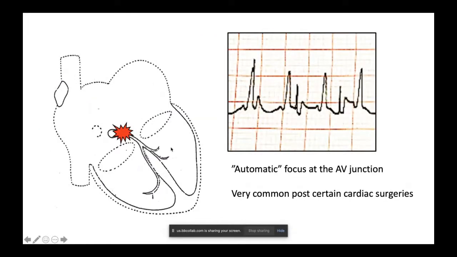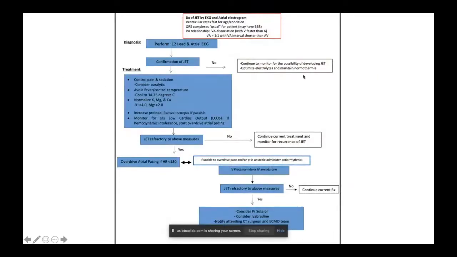Okay, so junctional tachycardia is an automatic focus. It's an automatic tachycardia that's at the AV junction. It is very, very common post certain cardiac surgeries, especially surgeries like AV canal repair, VSD repair, and tetralogy of Fallot repair. There is a whole algorithm that we follow in the cardiac ICU for managing these patients, and that involves diagnosing it with atrial EKGs, 12-lead EKGs like we talked about, controlling their temperature, paralyzing, sedating them, pacing them, and then using antiarrhythmics. I won't go into much detail, but just know there is a whole algorithm that the whole team follows to manage these patients on an inpatient basis. This is not something that you see outpatient. This is mostly an inpatient problem.